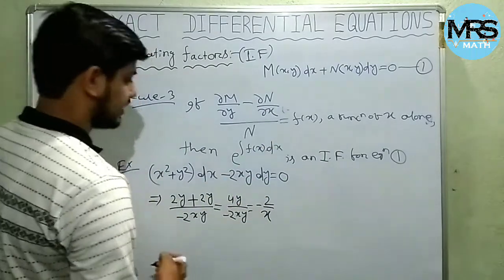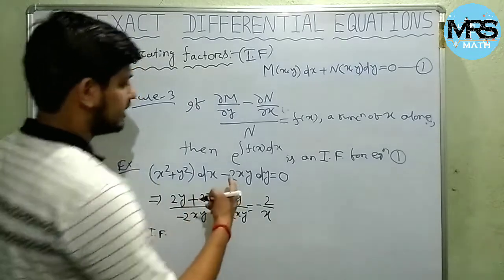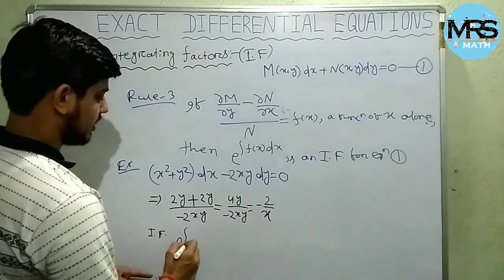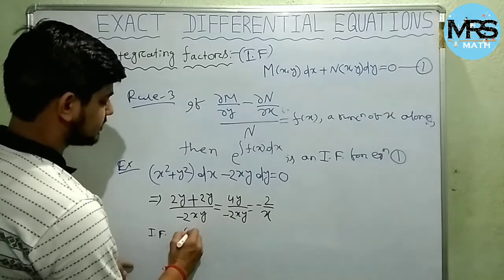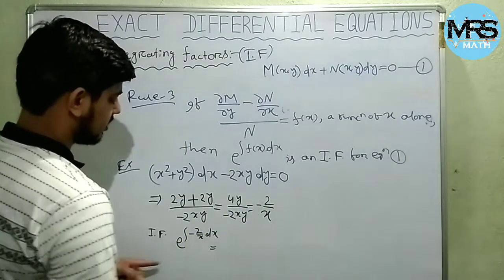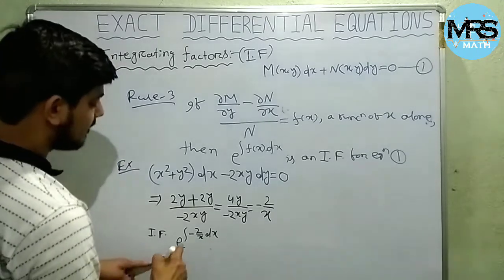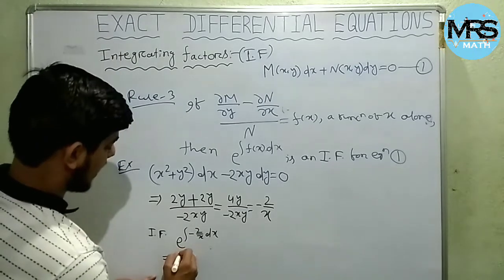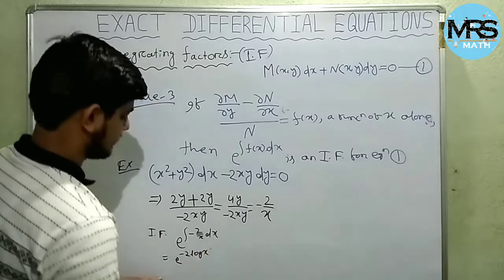So what will be the integrating factor in this case? That is e to the power integral of f of x dx, that means e to the power integral of minus 2 by x dx. So what it will come if you integrate, that will be e to the power minus 2 log x.